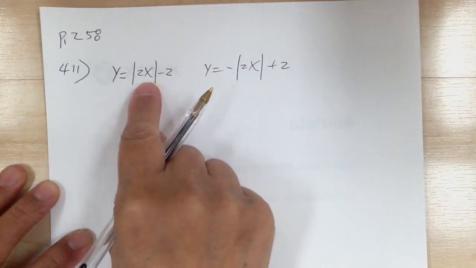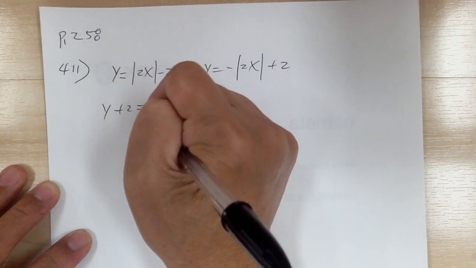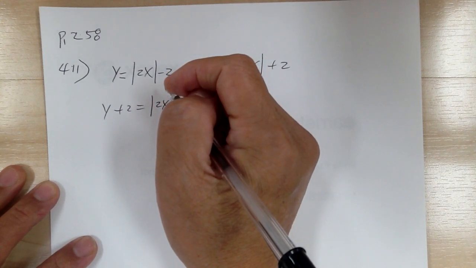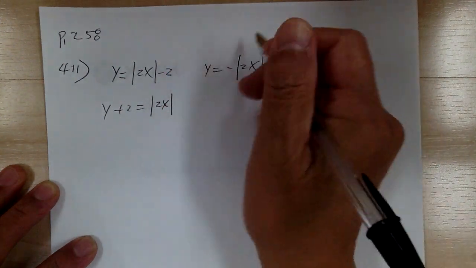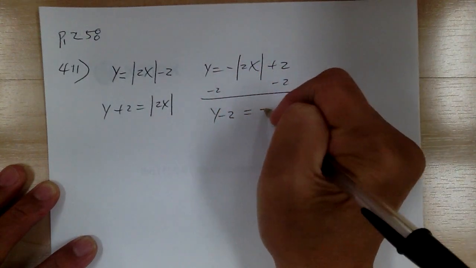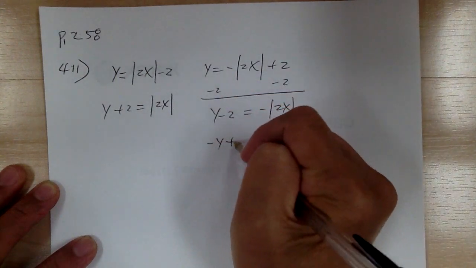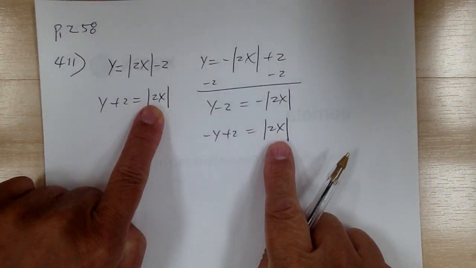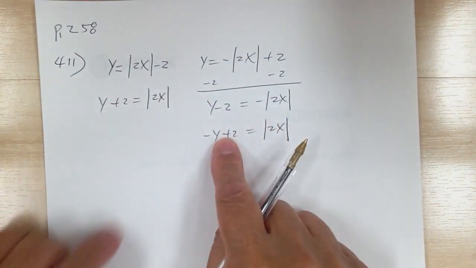Okay, so first let's go and isolate the absolute value. So you got y plus 2 equal to absolute value of 2x. And this side, if you move this over, so minus 2, minus 2. So you got y minus 2 equal to negative absolute value of 2x, times by negative 1. So you got negative y plus 2 equal to absolute value of 2x. Okay, so notice that we isolate the absolute value of 2x, and it's kind of nice because both are absolute value of 2x, so we can set it equal to each other.